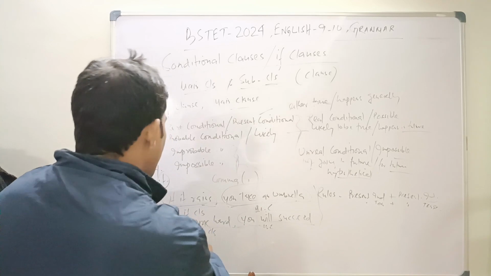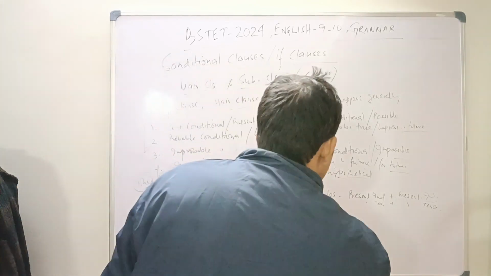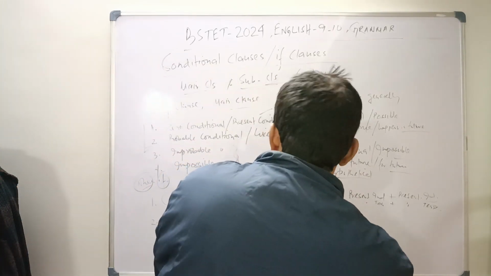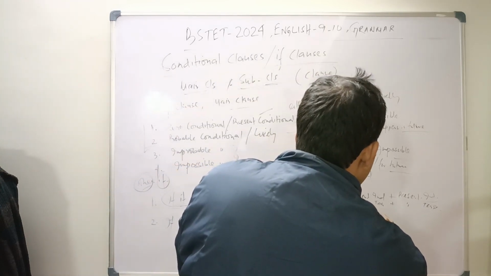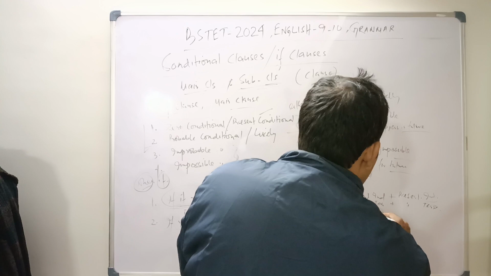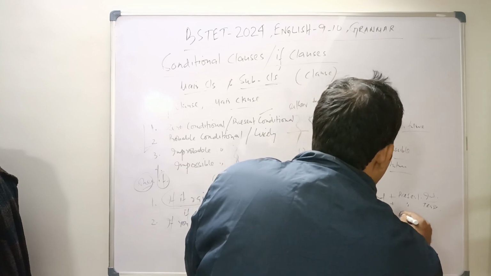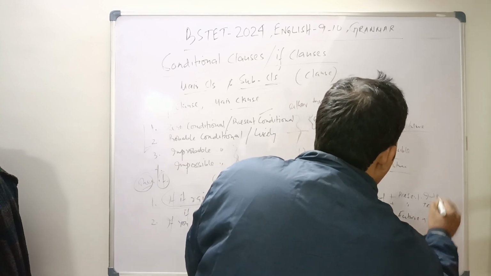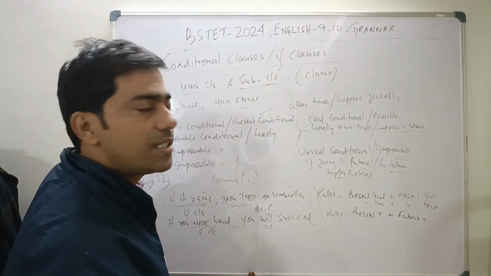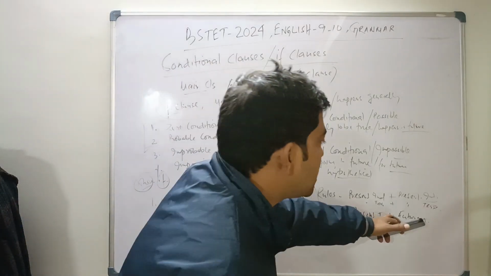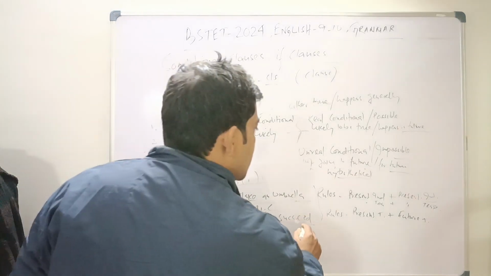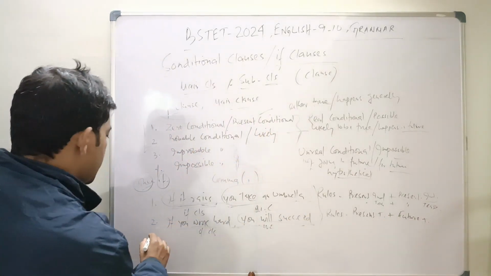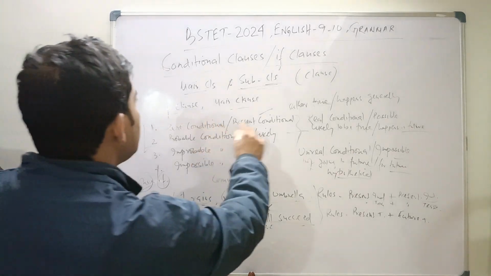All right. So if you work hard, you will succeed. Which rule is followed? If you work hard, you will succeed. It is present tense plus future tense, future indefinite tense. All right, present tense plus future tense. The if clause will be in present tense and the main clause will be in future tense. Rule 3.